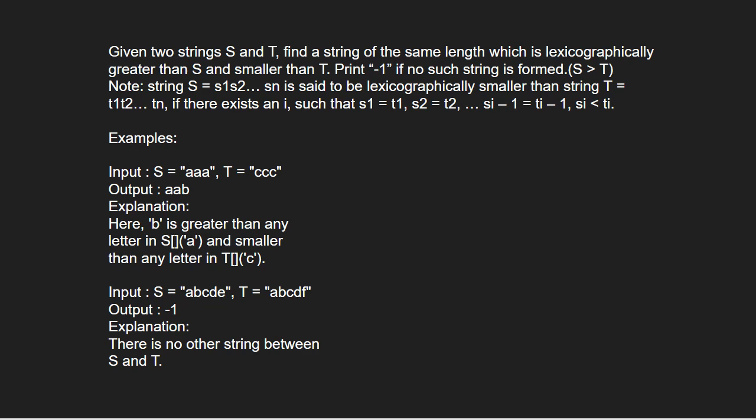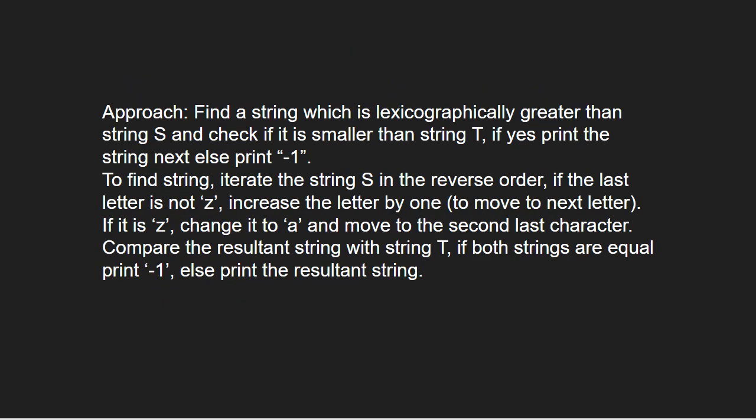Next, let us see the approach. To find a string, iterate the string in the reverse order. If the last letter is not Z, increase the letter by 1. If it is Z, change it to A and move to the second last character. Compare the resultant string with string T, and if both strings are equal, we print -1, else we print the resultant string.